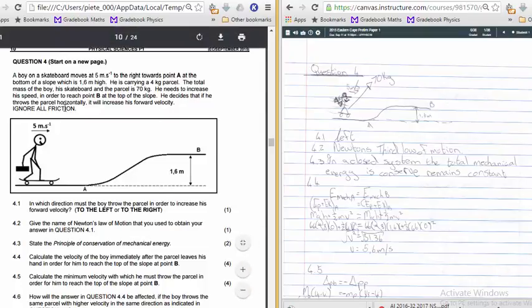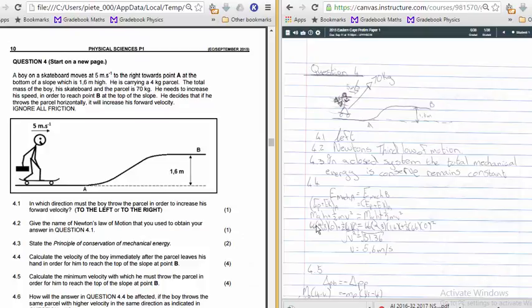He's carrying 4 kilograms. The total mass of the boy, his skateboard, and the parcel is 70 kilograms. Yes. So without the parcel, the boy is 66 kilograms. Perfect. So 66 times 9.8 times a half times 66. He's just working all of that out.